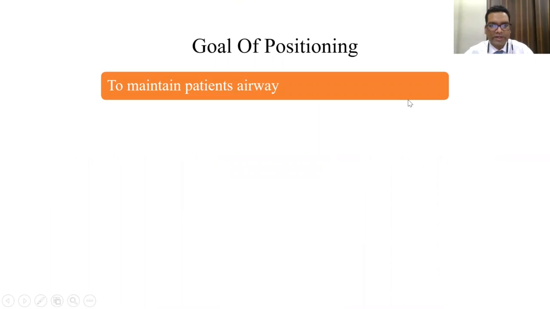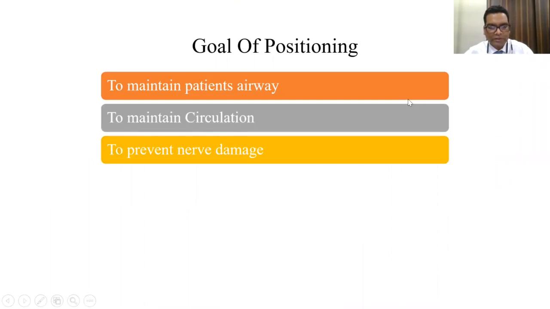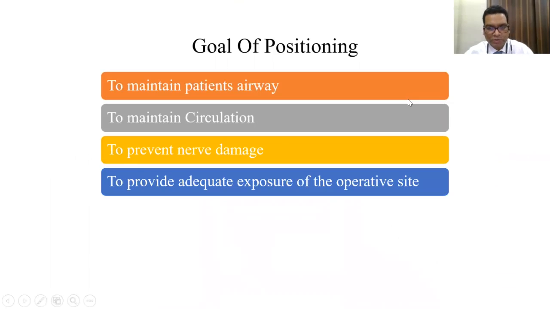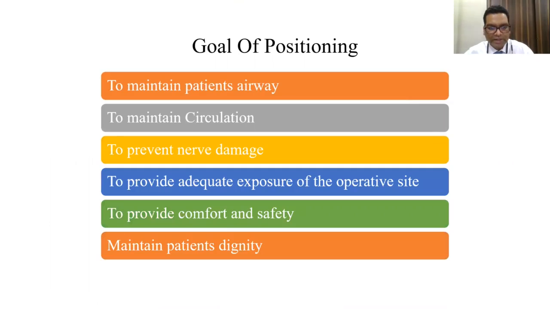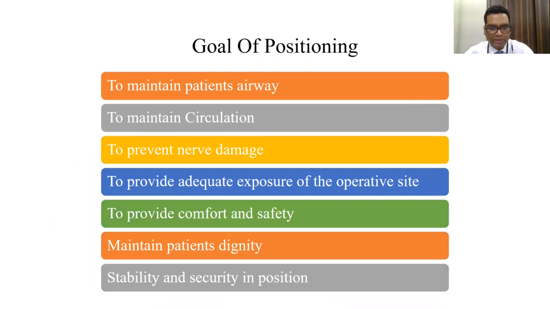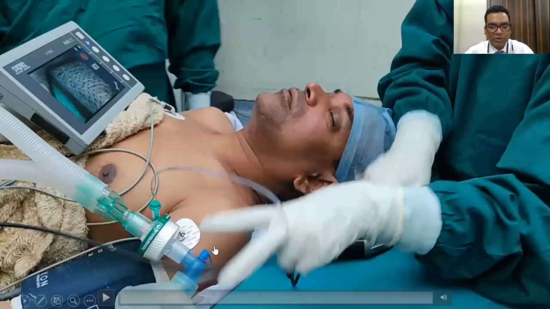The main goals are to maintain the patient's airway, to maintain the circulation, to prevent nerve damage, to provide adequate exposure of the operative field, to provide comfort and safety, and to maintain the patient's dignity, stability, and security in the position. In cervical myelopathy and in patients with high canal compromise, extension usually causes more harm to the spinal cord.